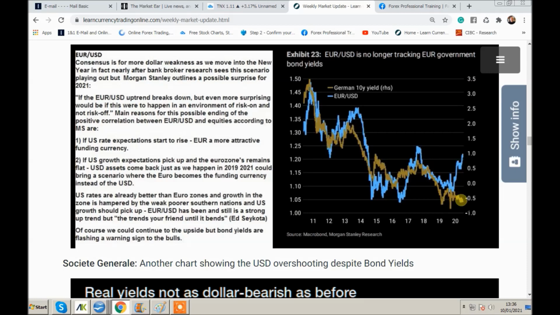Now you've got the yield, you can see it. It's going south, and the euro's going north. That is not going to last. This chart is from JP Morgan.